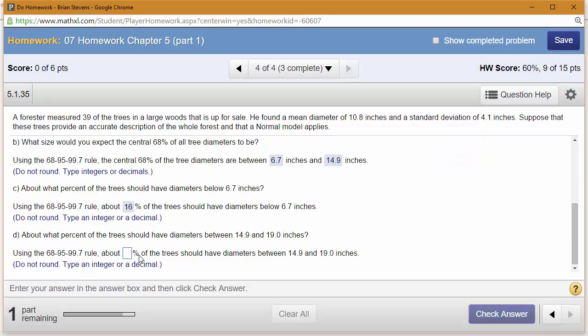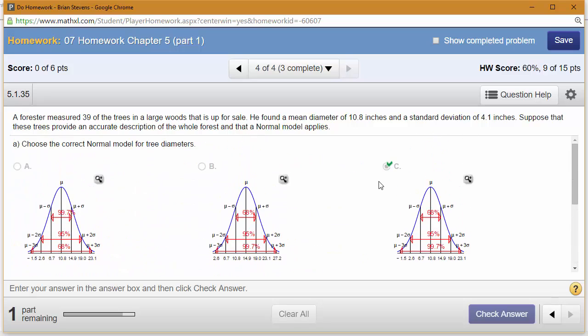About what percentage of these trees should be between 14.9 and 19.0? So 14.9 and 19.0. We have the same question again, and you can break it down. There's a lot of ways to break this down. I'm going to do a different way this time. Since we have 68 in between here and 95 here, if you take out the 68 from the 95, you get 27, but it goes over the two sides. See how 68's in the middle?